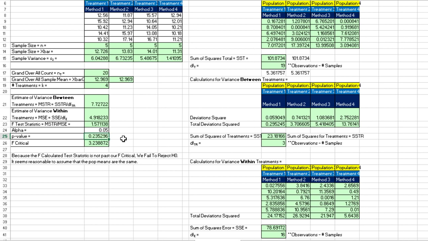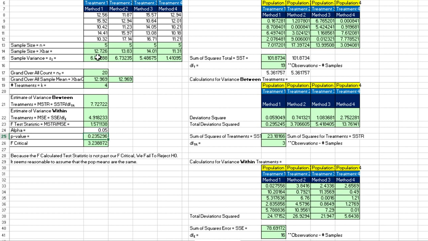That is a lot of probability. So the probability of going out and getting a 1.57 F-test statistic or more is 23.5%. So because our p-value is much bigger than our alpha, we have strong evidence to suggest that the means are actually equal. The sampling difference between the average time for each one of the methods is not significant.